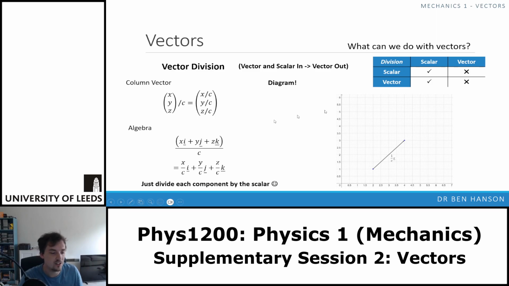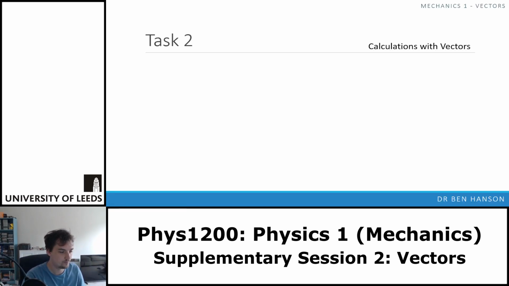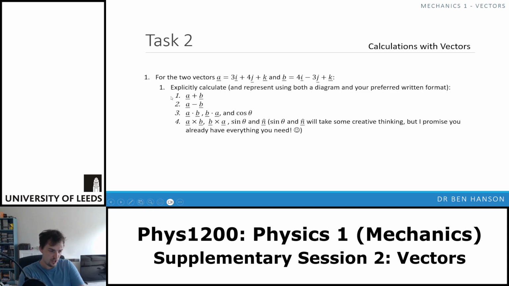Scalars are the easy ones, it turns out. So that brings us on to, let's say, a not optional task. We're going to do some calculations with vectors now to bring all this stuff we've done together. So we've got two vectors, A and B. What I want you to do is calculate and represent using a diagram, and I've put your preferred written format. I would use algebra if I was you, but you can use column vectors if you really want.